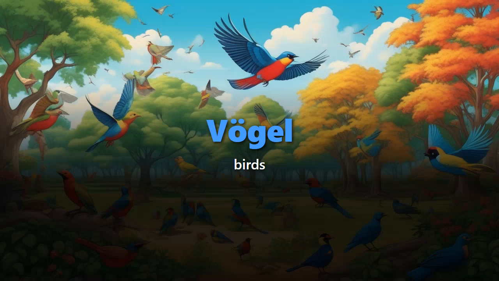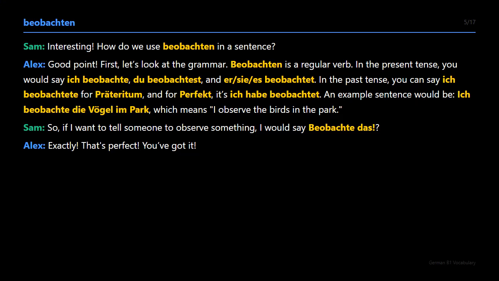Interesting. How do we use beobachten in a sentence? Good point. First, let's look at the grammar. Beobachten is a regular verb. In the present tense, you would say, ich beobachte. Du beobachtest. And sie, es beobachtet. In the past tense, you can say, ich beobachtete.